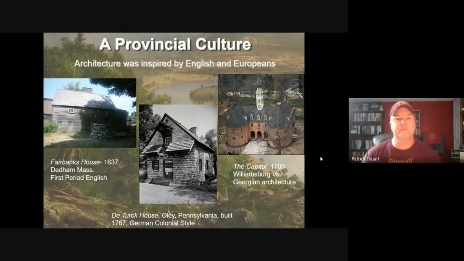Now, architecture was also derivative, meaning that a Georgian building is similar to the construction and architecture style of England in the 18th century. This is a good example of a German immigrant house. In many ways, it's like this house was picked up from the Holy Roman Empire, or the German states, and dropped right in the middle of western Pennsylvania. And here you have the very first buildings built in New England, which were very similar to meeting houses in the towns they came from in England. Art imitates life, and this art imitated the life that they had left. They had left Europe, but brought with them their and their parents' culture.